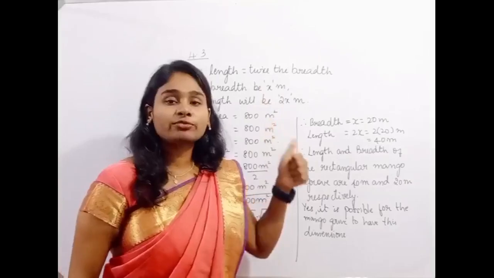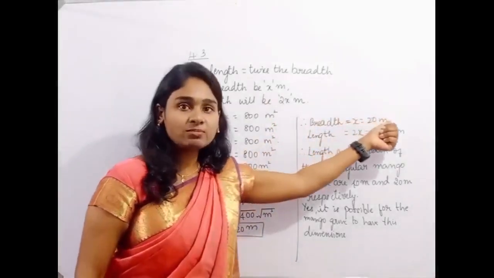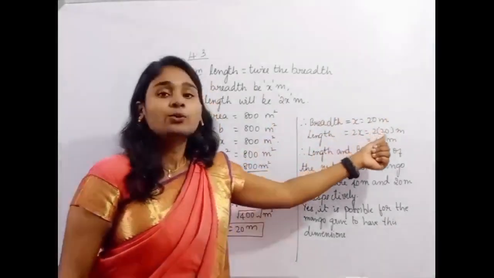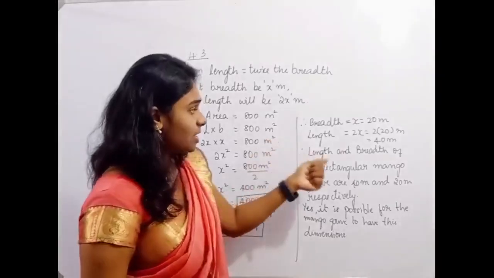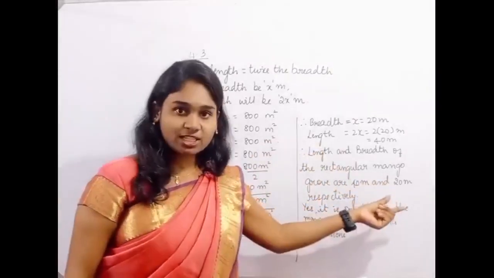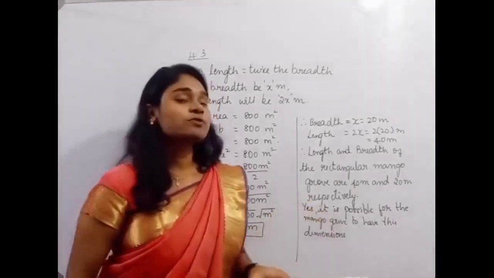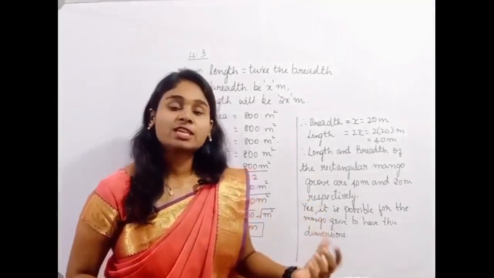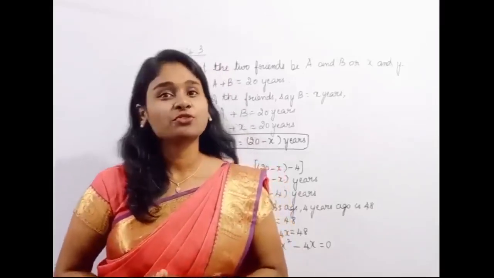And what did we consider to be x? It is the breadth of that rectangle. So you'll have to write breadth is equal to x is equal to 20 meter, and length is 2x, which is 40 meter. Then you can conclude the length and breadth of the rectangular mango grove are so and so respectively, and say that yes, it is possible for the mango grove to have this area and this dimension. Exercise 4.3, fourth question.